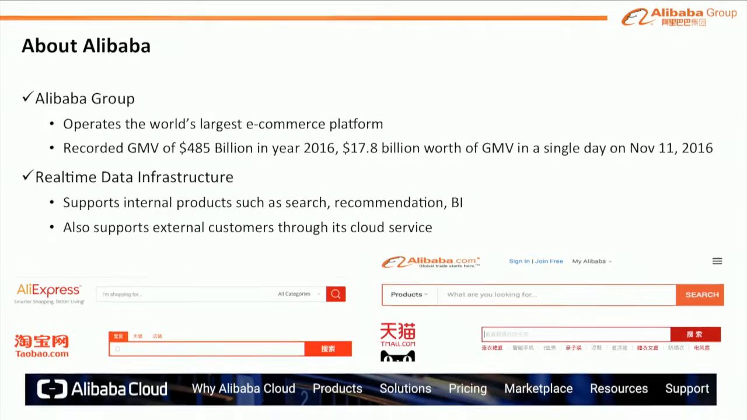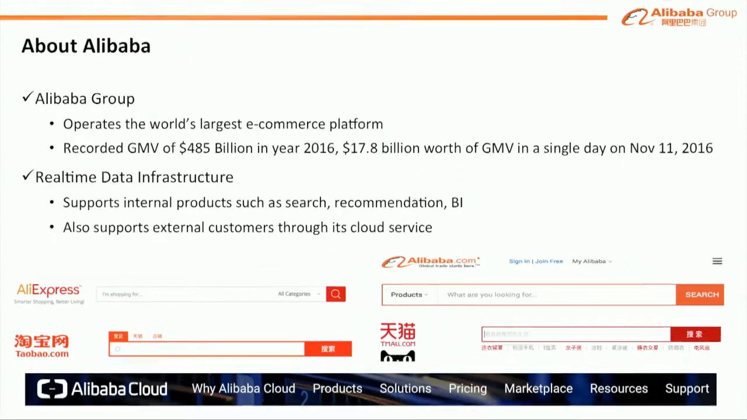Alibaba operates the world's largest e-commerce platform. Singles Day, which is November 11th, is the largest shopping holiday in China. To give you some rough idea, in 2016, the United States of America recorded sales of about $3.4 billion on Black Friday. And on Cyber Monday, it recorded another $3.5 billion. So they add up to around $7 billion of sales.